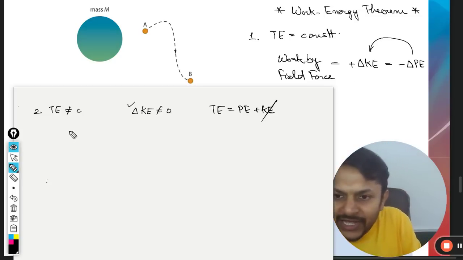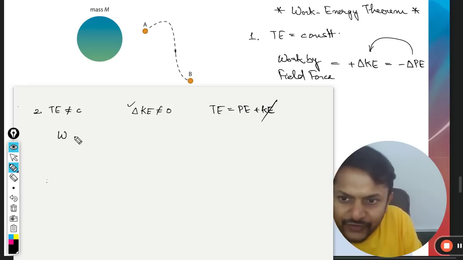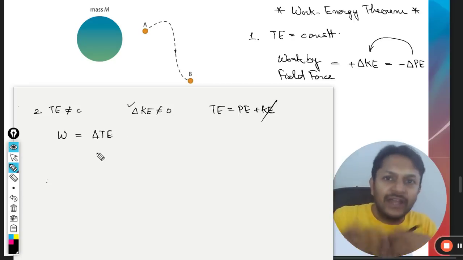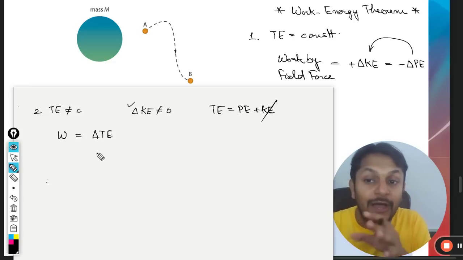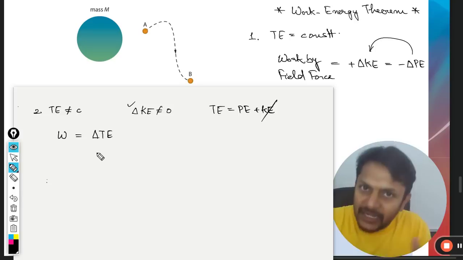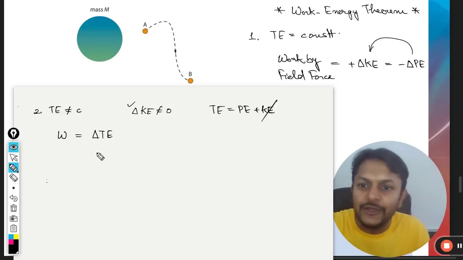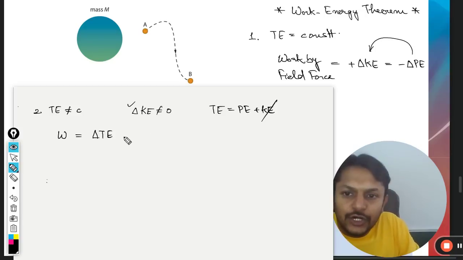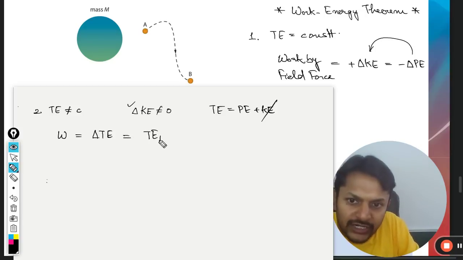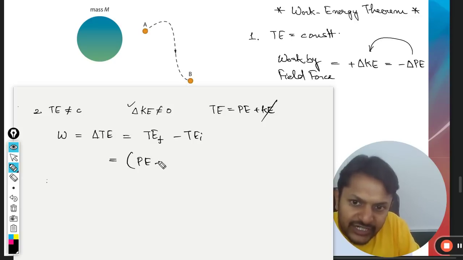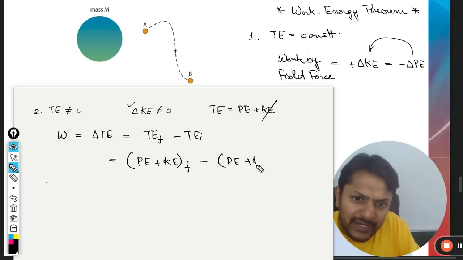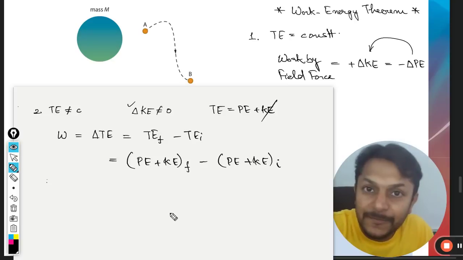I will show you this now. We will define here that work is equal to the change in total energy. Whatever it is, it could be an external agency. Now I'm not writing work done by field force. It might be field force, it might be an external agency, might be an engine, might be a rocket, might be anything. So work is equal to the change in total energy. I will say it is the total energy final minus total energy initial. It will be potential energy plus kinetic energy final minus potential energy plus kinetic energy initial.